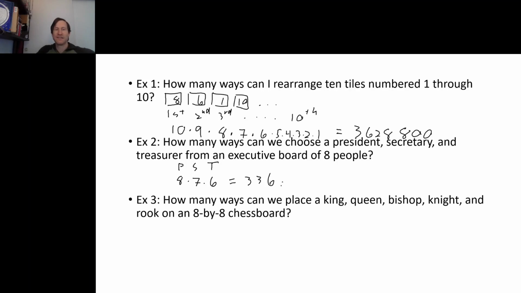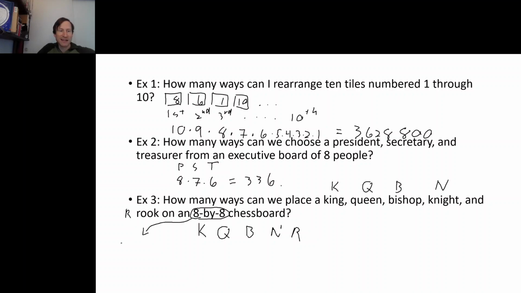All right, let's see if we can figure out how many ways we can place a king, a queen, a bishop, a knight, and a rook on an 8x8 chessboard. I'll use abbreviations for these. King will be a K, queen will be a Q, bishop will be a B, knight will be an N, that's what chess players use to abbreviate knight, and rook will be R. Okay, so we need to decide where we are going to put the king, the queen, the bishop, the knight, and the rook.